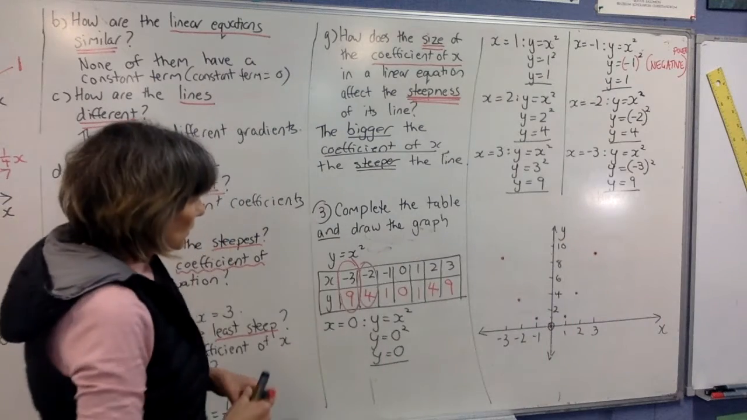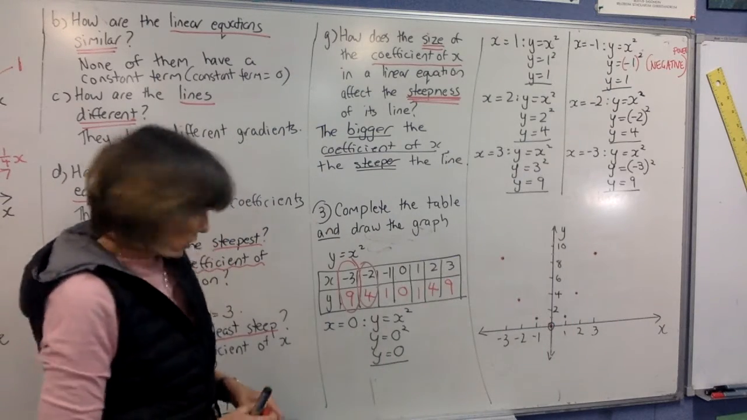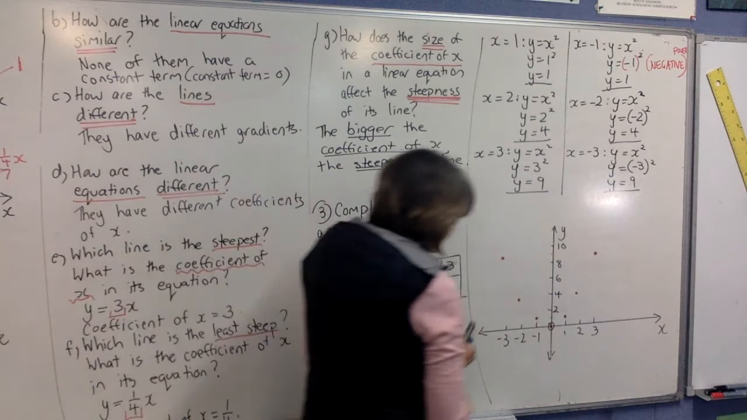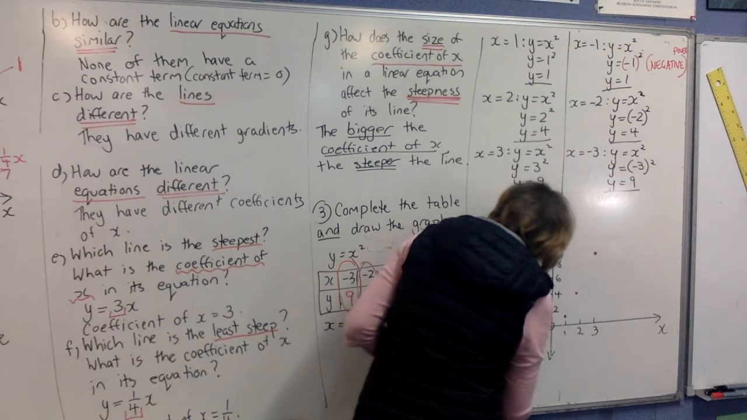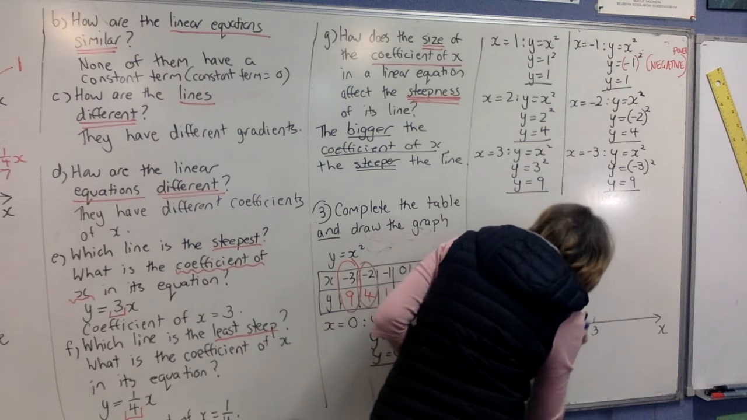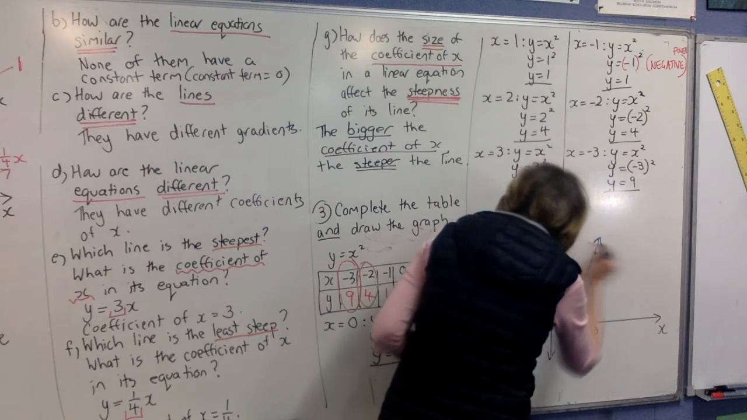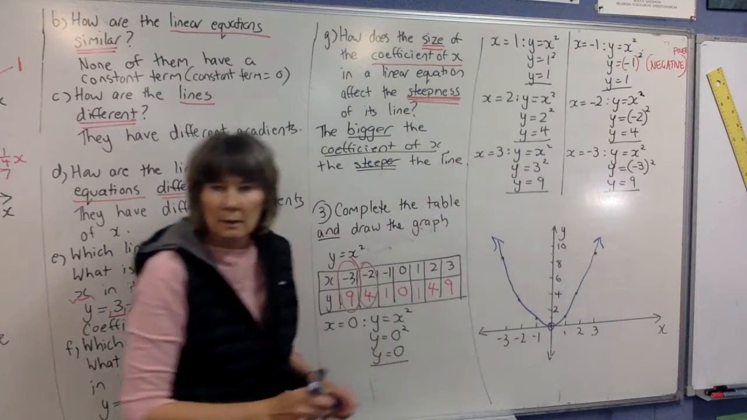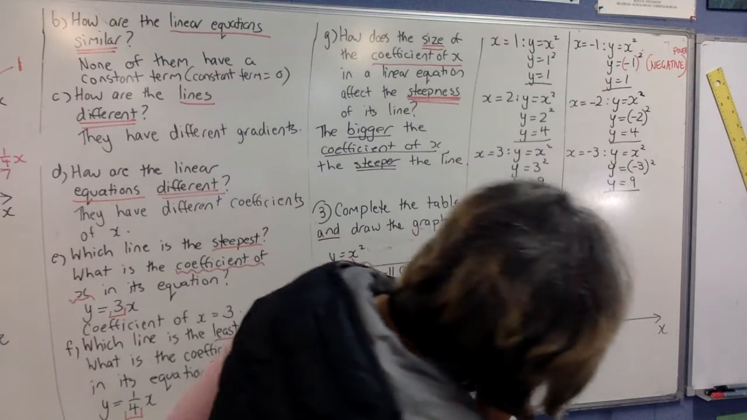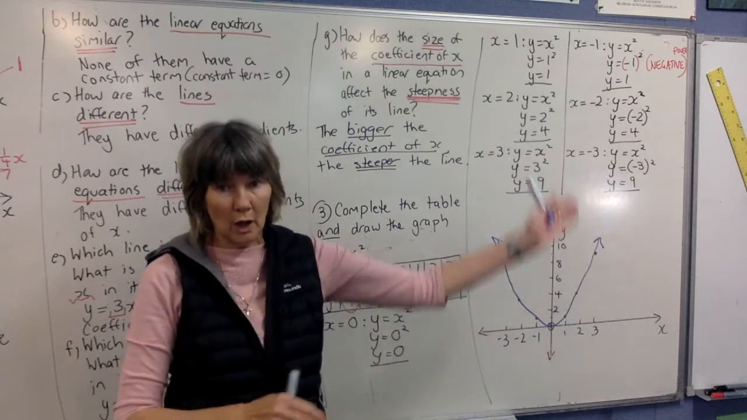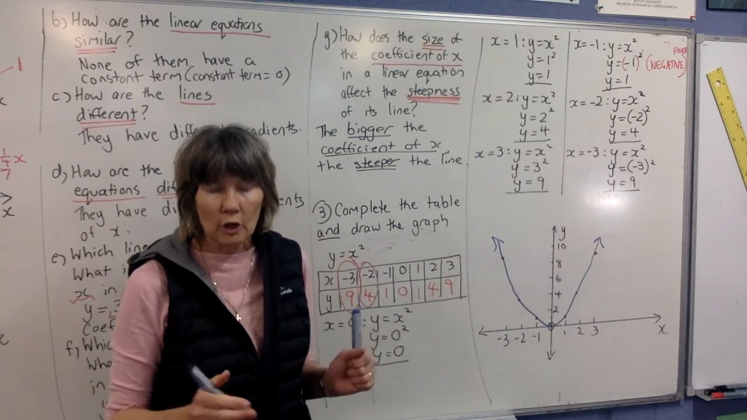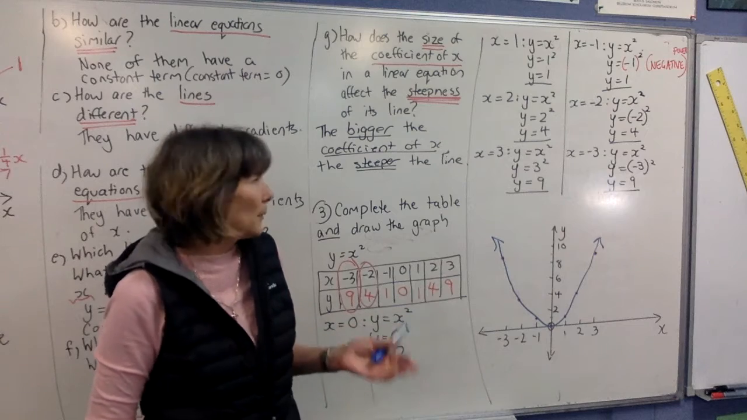Okay, so what do we do now? We join the dots. Okay, so I'm going to go straight through, no ruler needed, it's a curve, as best as I can. Arrowheads on the end, and that's not a very good drawing, is it? I'm sure yours will be much better. It should look like it's a mirror image. So what this is called is a parabola.